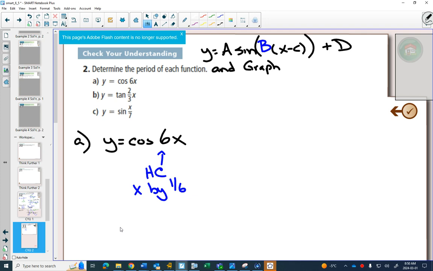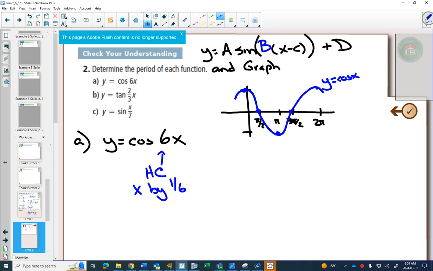Again, we would have our regular cosine graph, right? I'm going to draw it out. Eventually you won't have to draw out the regular cosine graph because it's going to be in your head. You'll just be like, I know what my cosine graph looks like. I know it starts at a maximum, then goes center line, then minimum, then center line, then maximum. Here's my normal cosine graph with my axes family.